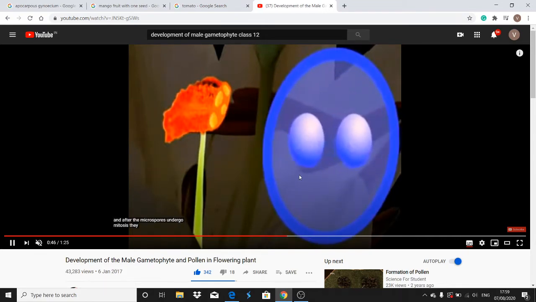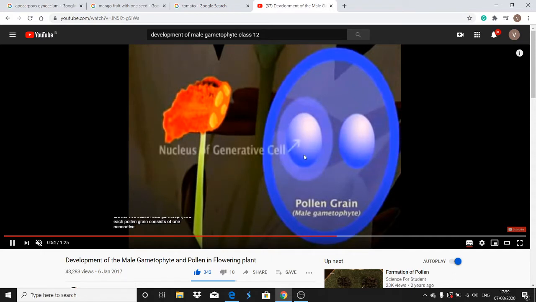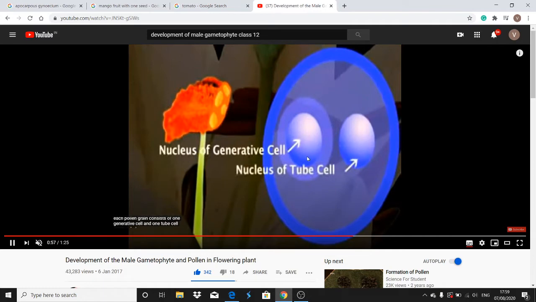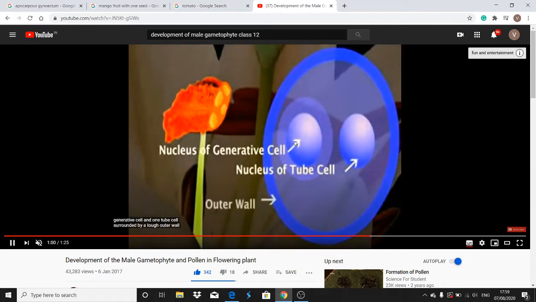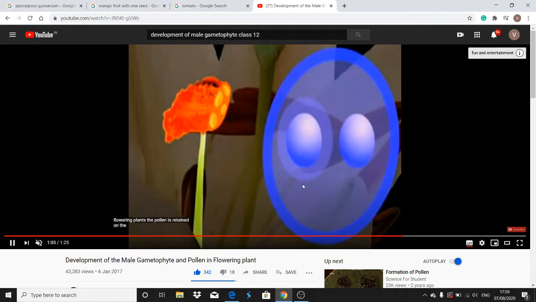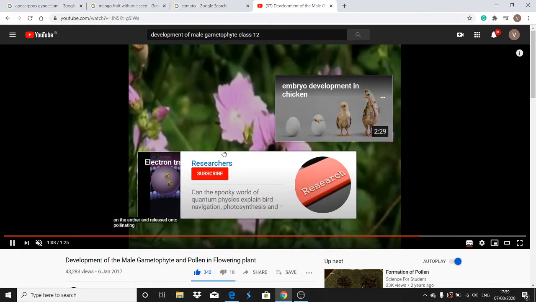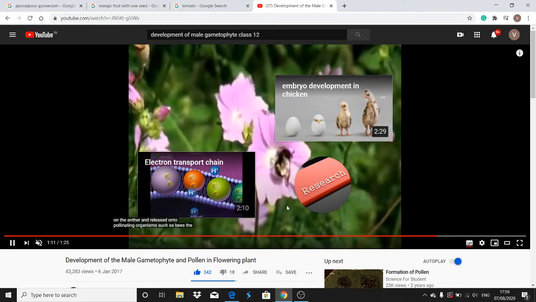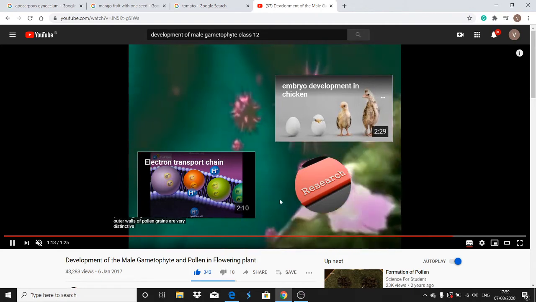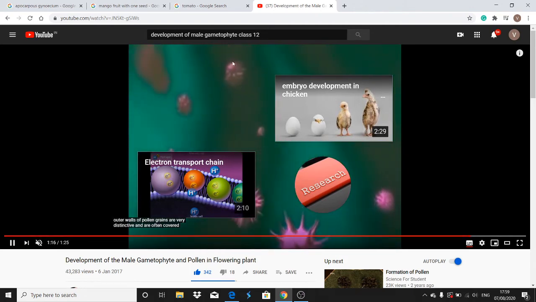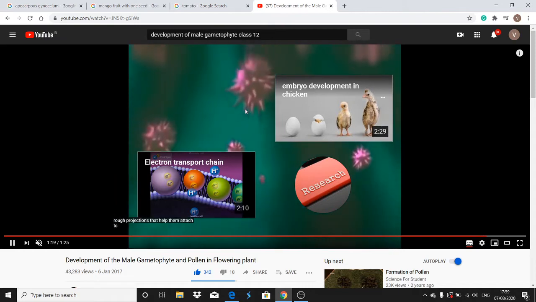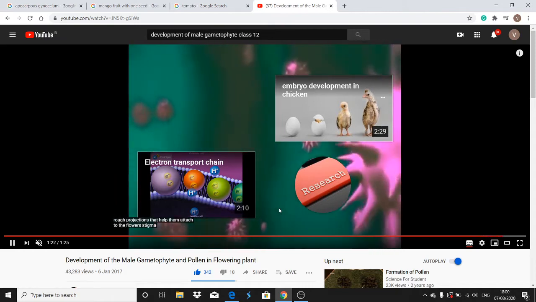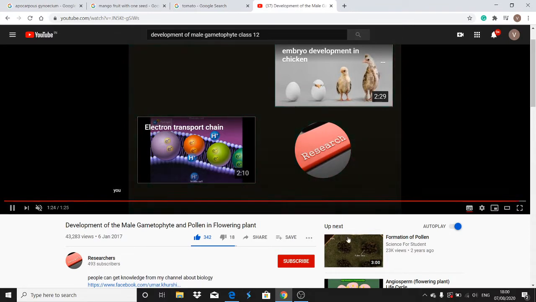Now see, a single microspore in the first mitotic division is forming two cells, right? These are the two male cells. First is the generative cell, another is the tube cell. Now this is the outer wall. These are the two cells which are formed, and now these are the agents, honeybees or the air. Now these are the pollen grains which you can observe, they are moving out. They are made for the fertilization process.